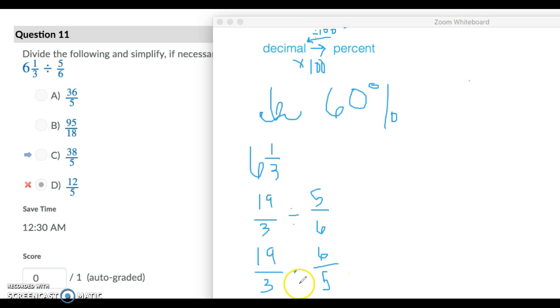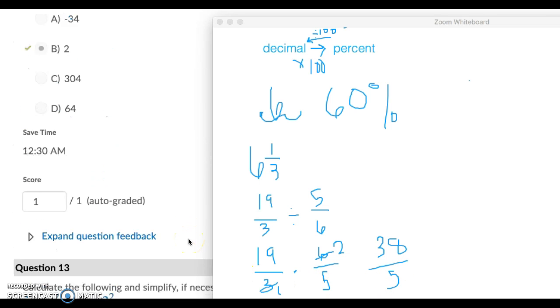Then there's two ways. You can just multiply across and then simplify. What I like to do is simplify across because it's easier. So 6 and 3, and you can only do top and bottom. You couldn't do like these two if those reduced. So 3 divided by 3 is 1, 6 divided by 3 is 2, 19 times 2 is 38 over 5. So hopefully that one makes a little more sense too.